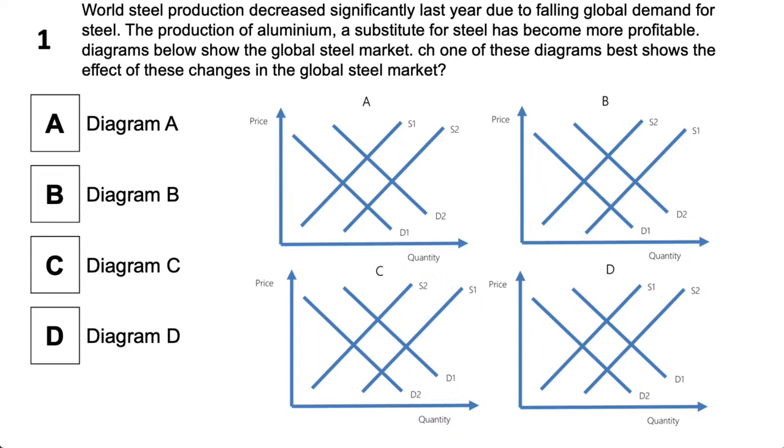And we're looking for two curve shifts. So the falling global demand for steel, and the production of aluminium, which is a substitute for steel, has become more profitable. So what's the likely effect on the global steel market? If you get a chance, post the answers in the chat window.